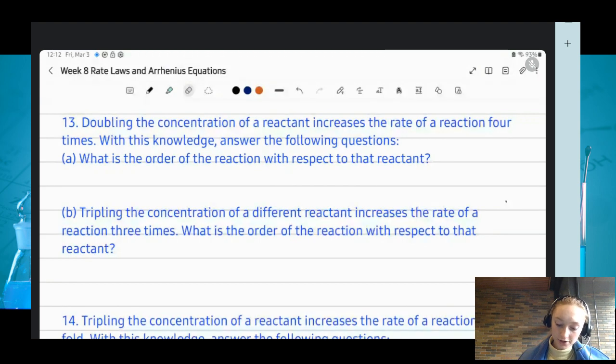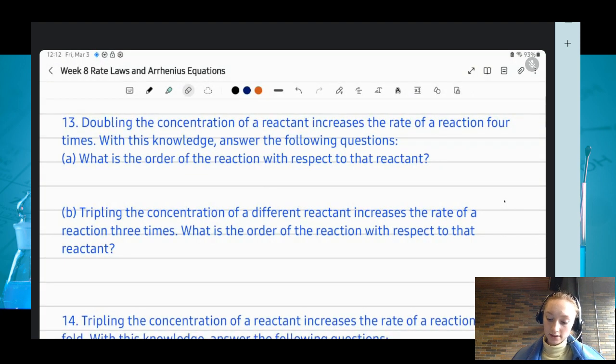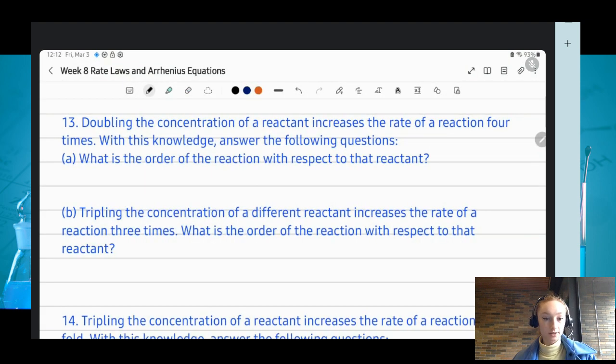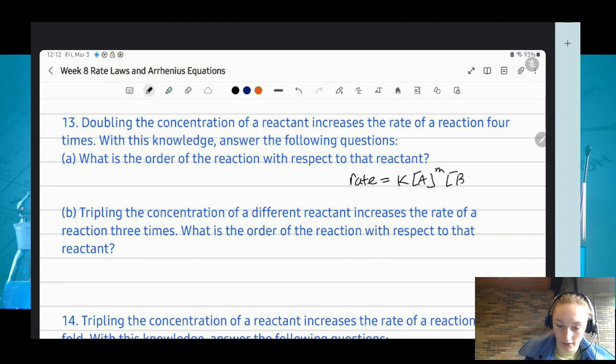So, question 13. It says doubling the concentration of a reactant increases the rate of a reaction 4 times. With this knowledge, answer the following questions. What is the order of the reaction with respect to that reactant? Okay, so from this question, we should start with the equation that we'll be working from, and the equation is rate equals k, A raised to the power of m, and then B raised to the power of n.